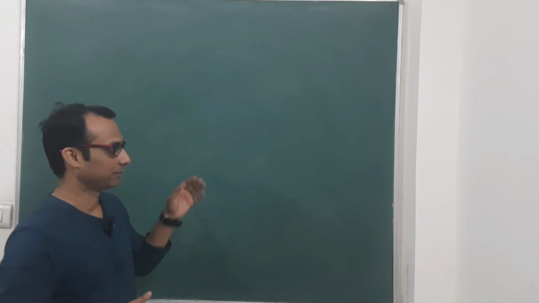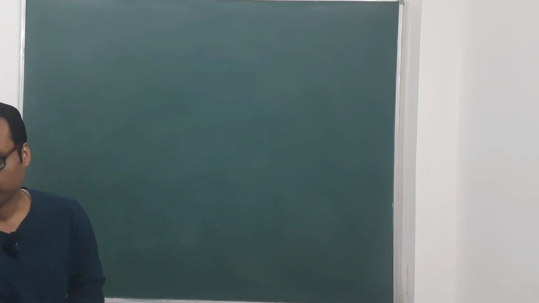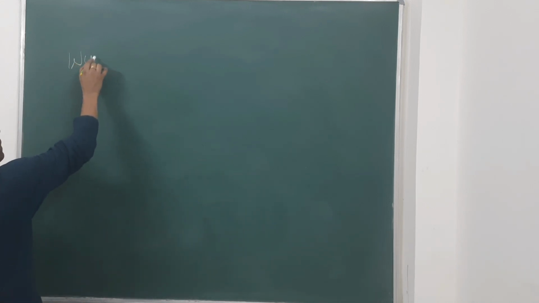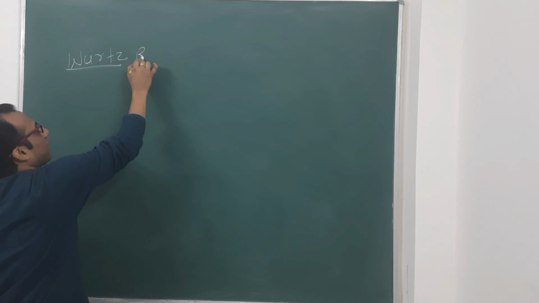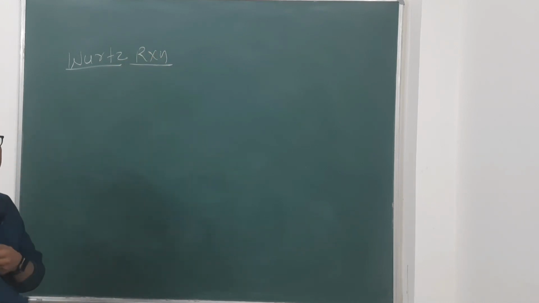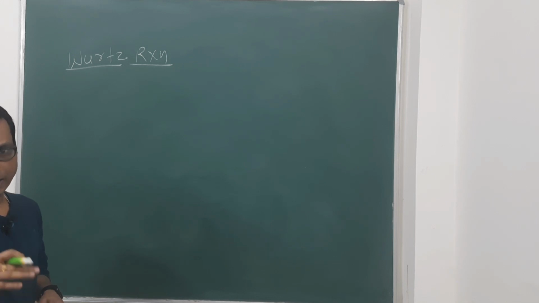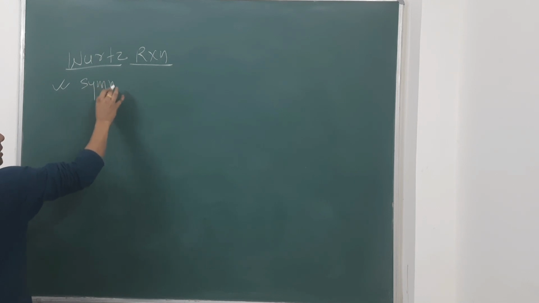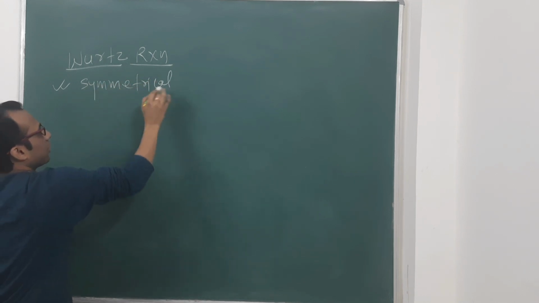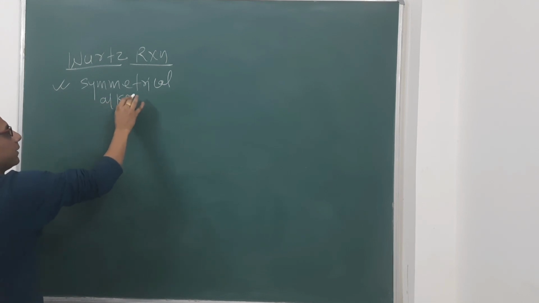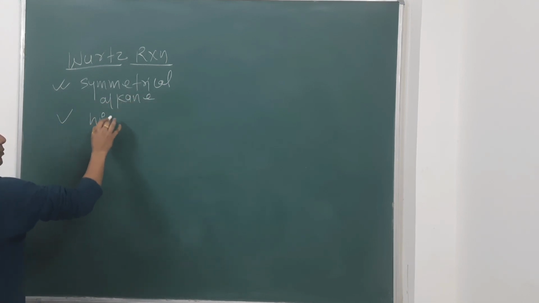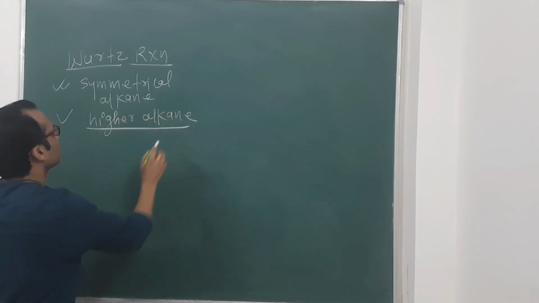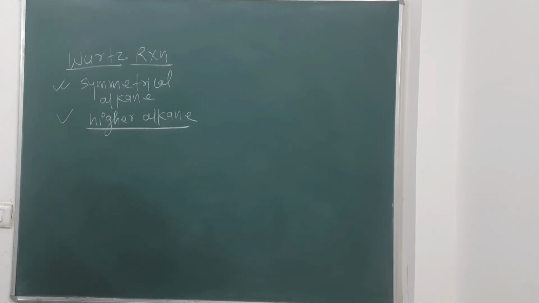Let's understand the Wurtz reaction. Students, what does it form? It forms symmetrical alkanes, higher alkanes. So the Wurtz reaction forms symmetrical and higher alkanes.